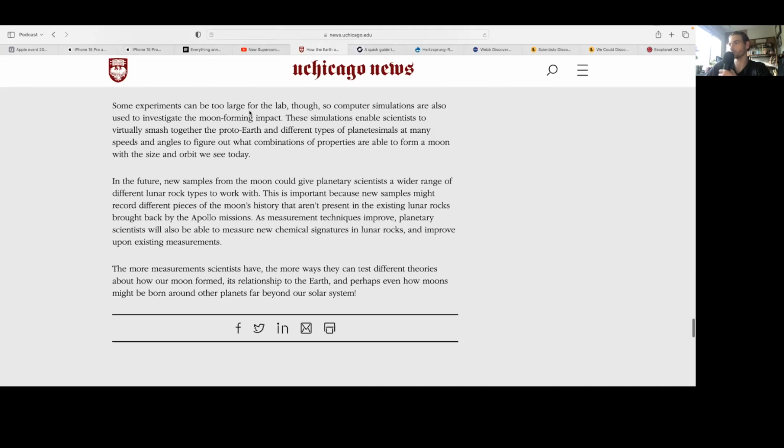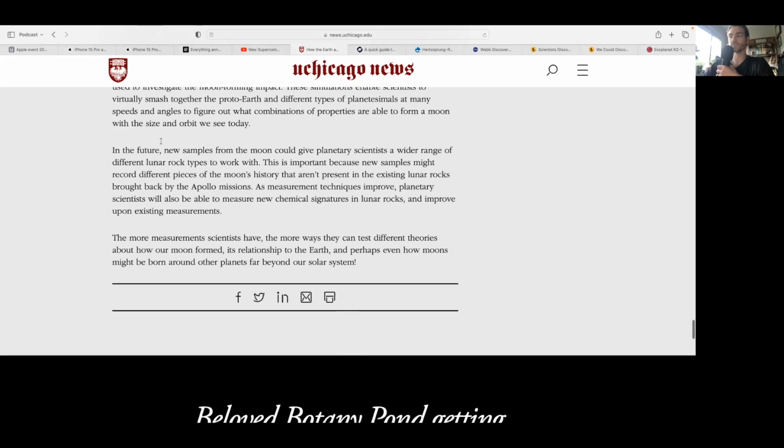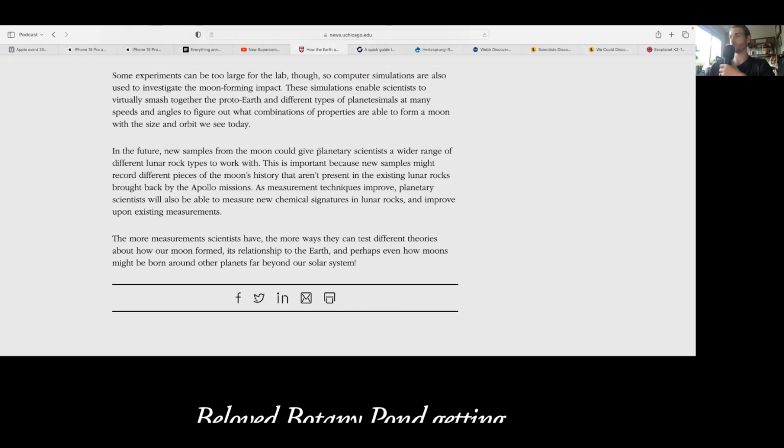Some experiments can be too large for the lab, though, so computer simulations are also used to investigate the moon-forming impact. These simulations enable scientists to virtually smash together the proto-Earth and different types of planetesimals at many speeds and angles to figure out what combinations of properties are more able to form a moon with the size and orbit we see today. In the future, new samples from the moon could give planetary scientists a wider range of different lunar rock types to work with. This is important because new samples might record different pieces of the moon's history that aren't present in the existing lunar rocks brought back by the Apollo missions.